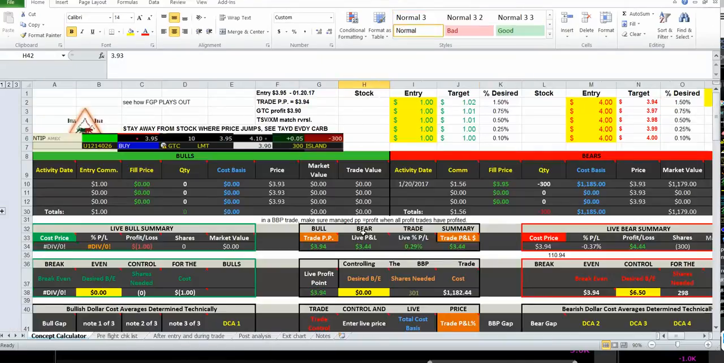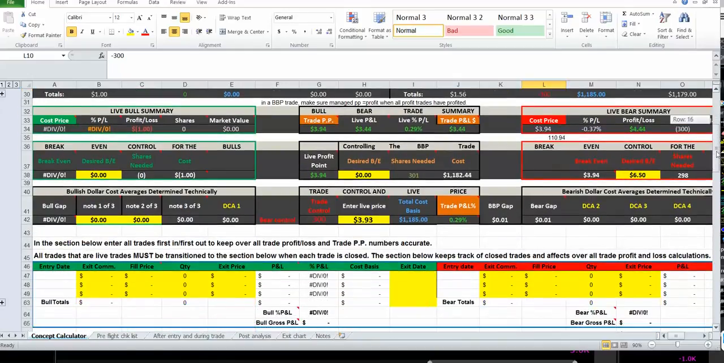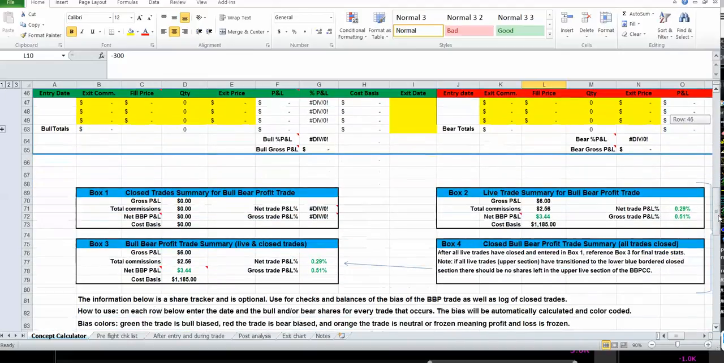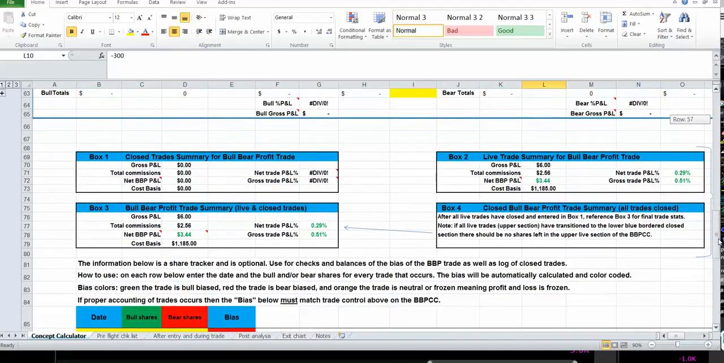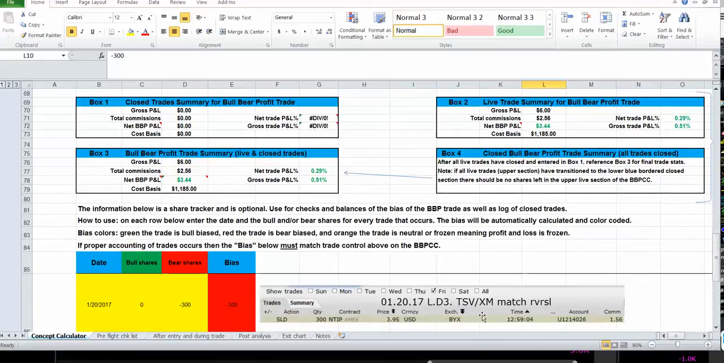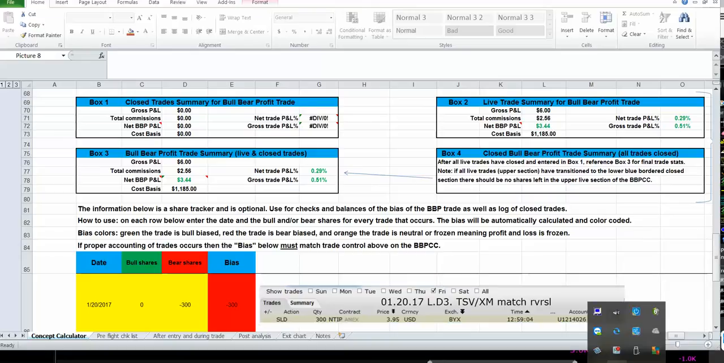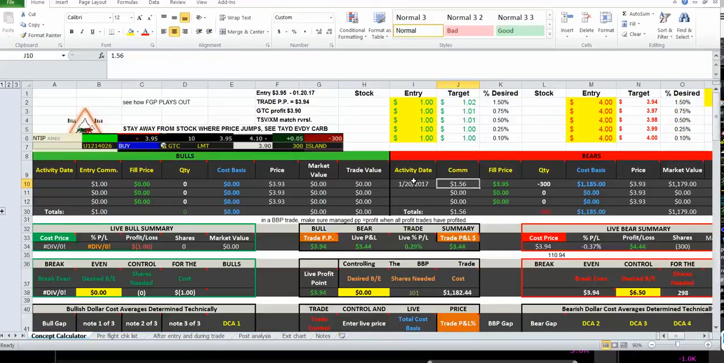NTIP. Okay. And then here, on this trade, I entered at $3.95 and I actually shorted 300 shares. Then, to bring this all around and answer your original question, I copied my actual trade down here. Right here. This was the trade. $1.56 was the commission, put in today's date. My trade was at $3.95.